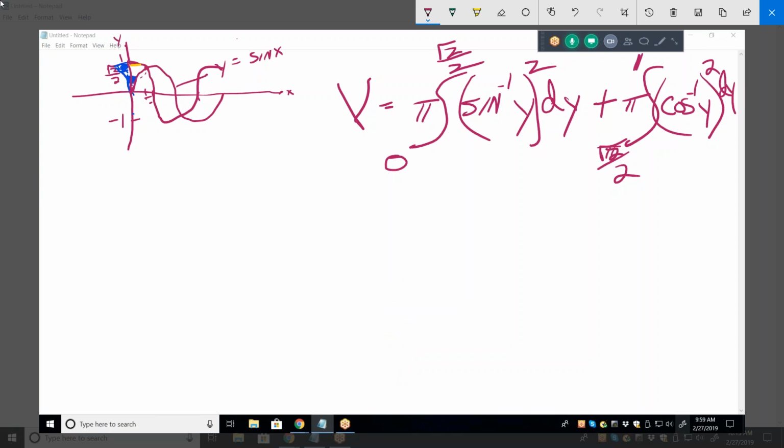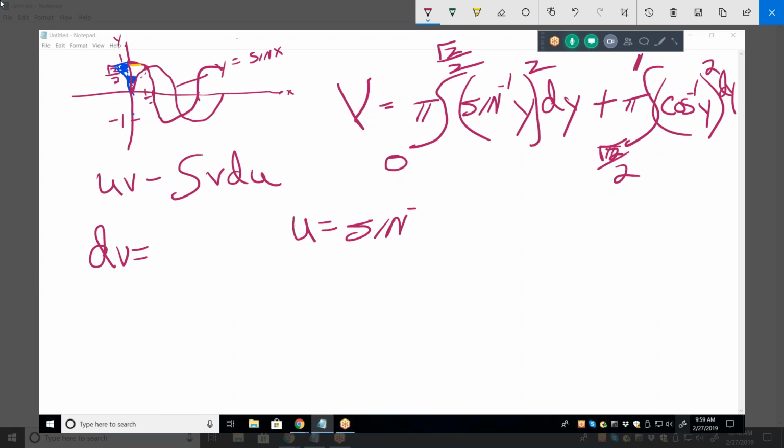So to do this integral, we're basically going to end up with uv minus the integral of v du. So we need a u and we need a dv. What's u going to be equal to? Inverse sine. Yeah. The question is, what do we want to do with that squared part?